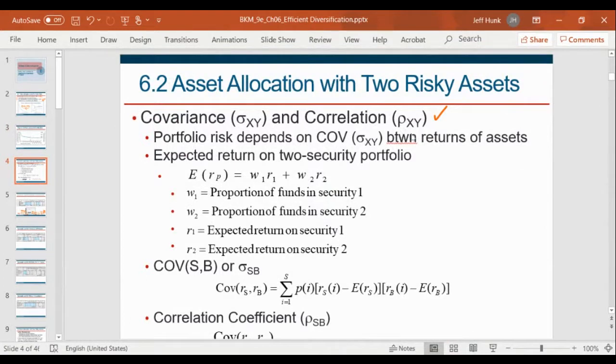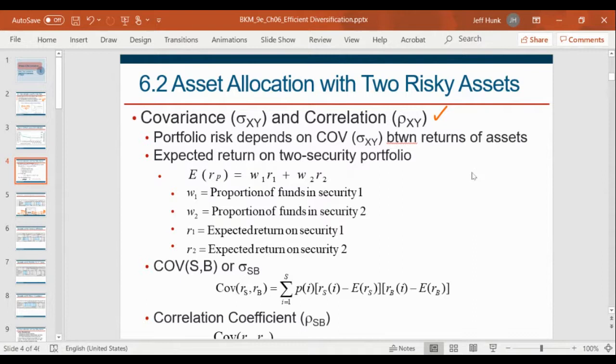So the Greek character rho is the symbol for correlation. Covariance is basically like a common variance between asset X and asset Y. Okay, common variance, right? So what is variance?